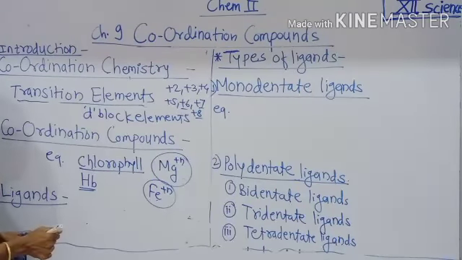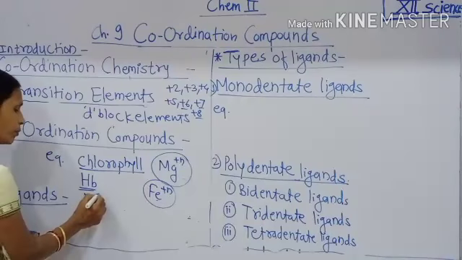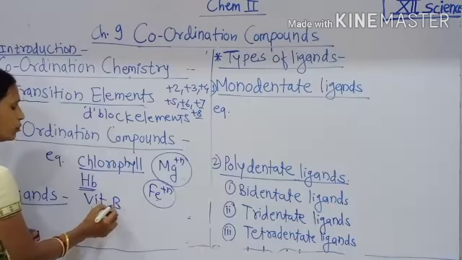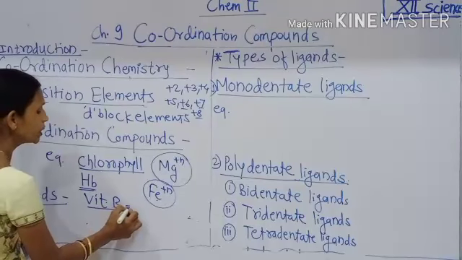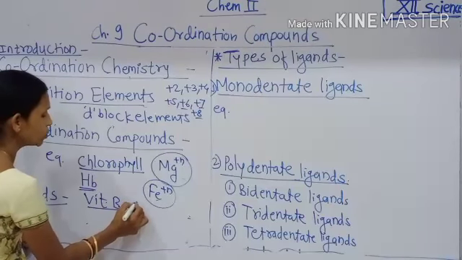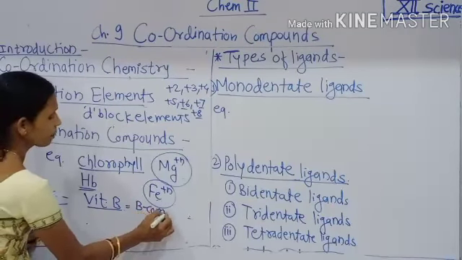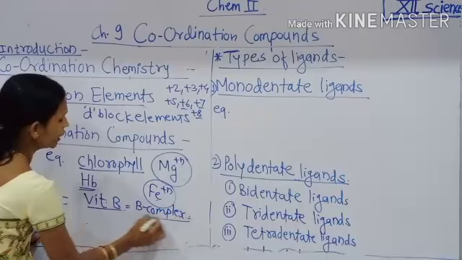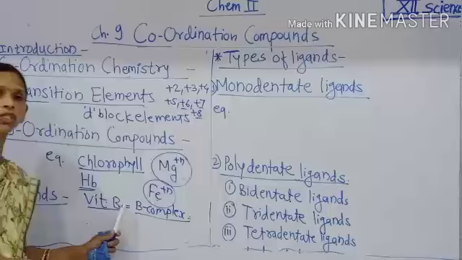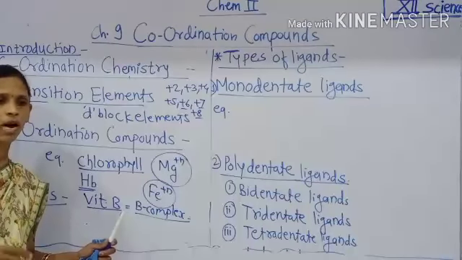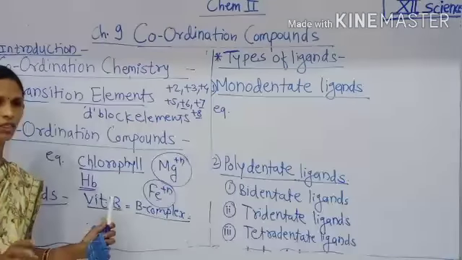Then see here, vitamin B. Vitamin B is a B complex, known as B complex, and the name itself indicates it is a complex compound. That means it is a coordination compound of cobalt ion.